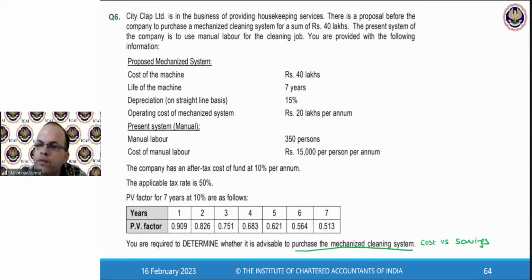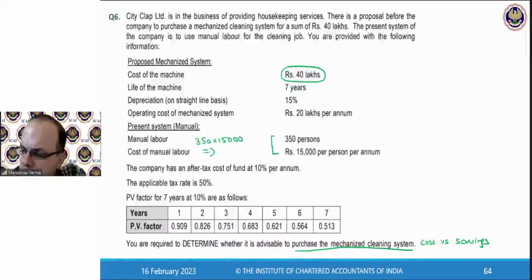Alok says find the outflow first. Great. I think, Alok, we are lucky that the outflow is given, right? 40 lakhs is what we have. But we have to compare the cost, right? What is the cost here? What is the present cost, first of all? My present cost is 350 into 15,000. How much is that, guys? We're getting 52 lakhs 50,000, I guess. That's the present cost.